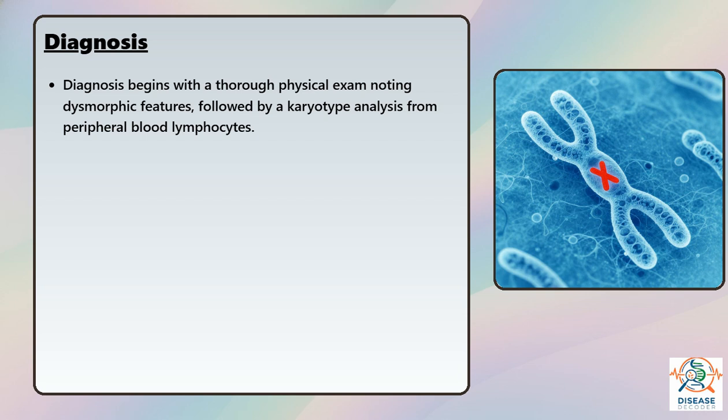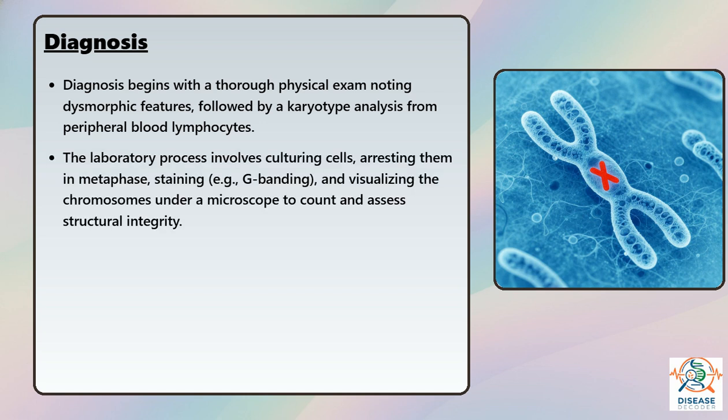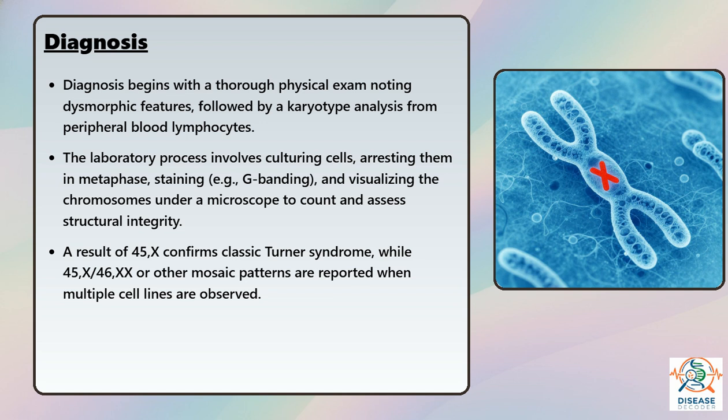Diagnosis begins with a thorough physical exam noting dysmorphic features, followed by a karyotype analysis from peripheral blood lymphocytes. The laboratory process involves culturing cells, arresting them in metaphase, staining, for example G-banding, and visualizing the chromosomes under a microscope to count and assess structural integrity. A result of 45X confirms classic Turner syndrome, while 45X/46XX or other mosaic patterns are reported when multiple cell lines are observed.